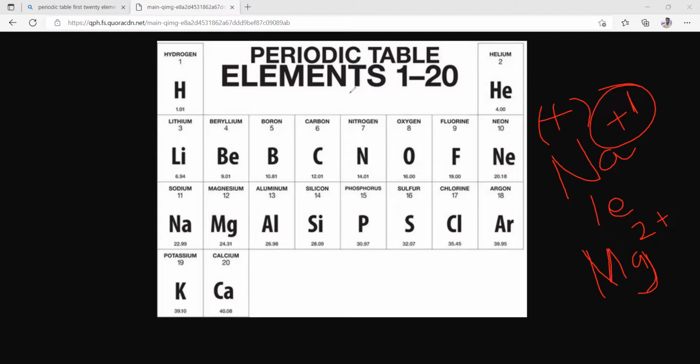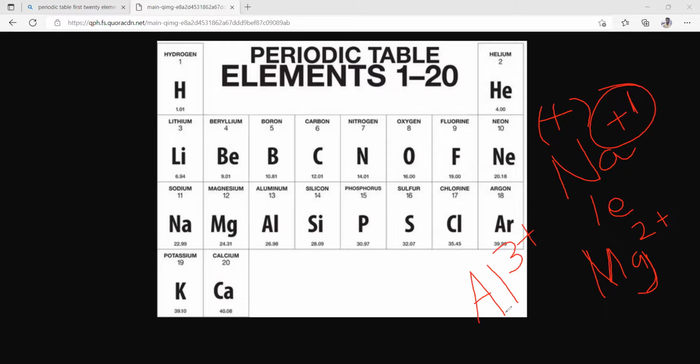Yes, very good. Magnesium lost 2 electrons. If I am writing Al3+, how many electrons did aluminium lose? 3 electrons. Okay, very good.